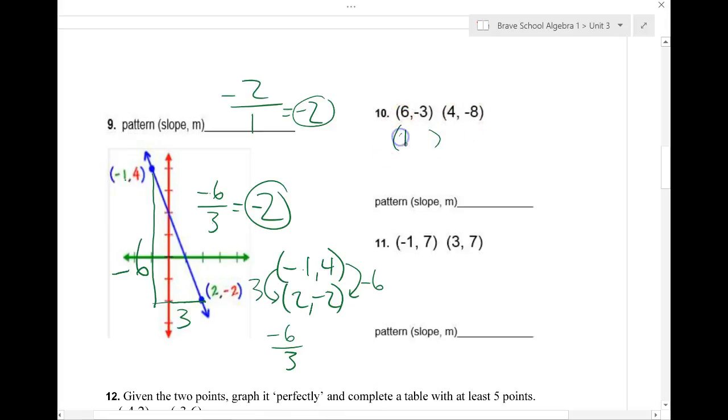Okay, so now we're going to do that same thing with number 10. Take one of the points, put it onto the other. Doesn't matter which one goes on top, by the way. So from negative 3 to negative 8, that's going to be minus 5, because we're going from a smaller negative to a bigger negative, which means we're going down. And then from 6 to 4, we're going down to 4, so that's minus 2. So we get negative 5, change in y, over change in x, negative 2. But negative divided by negative is a positive. So it's going to be positive 5 over 2.